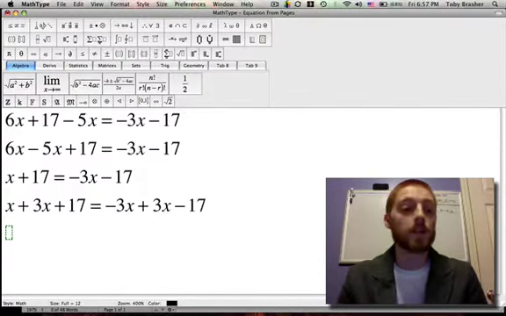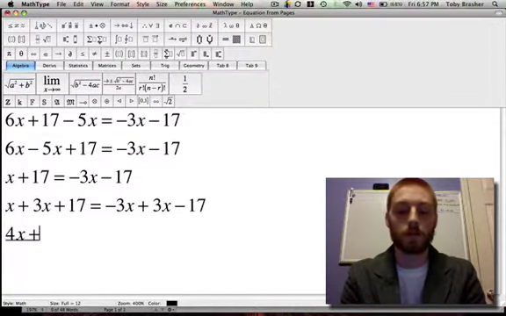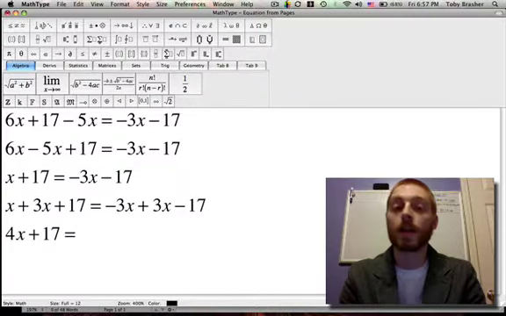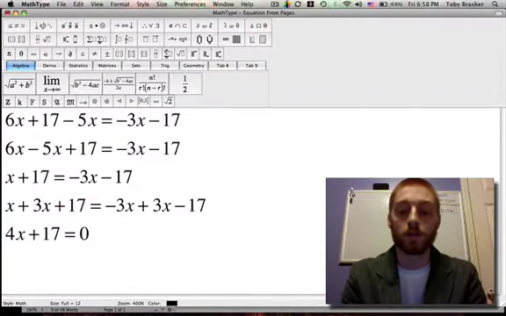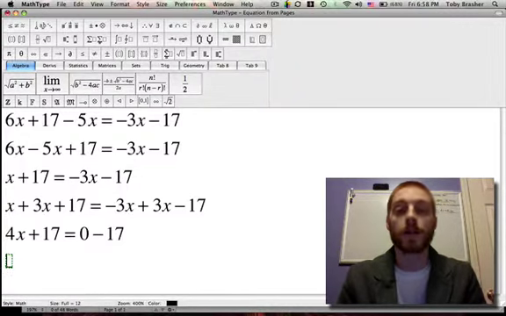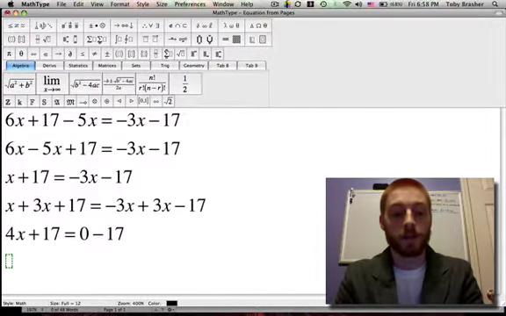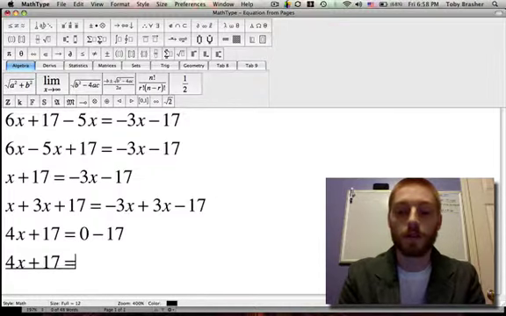Alright, so on the left side we just simplify it to 4x because x plus 3x is 4x. And then we have negative 3x plus 3x is 0. Okay, so we have 4x plus 17 equals 0 minus 17. So on the right side I can simplify some things. I can say that 4x plus 17 equals negative 17.